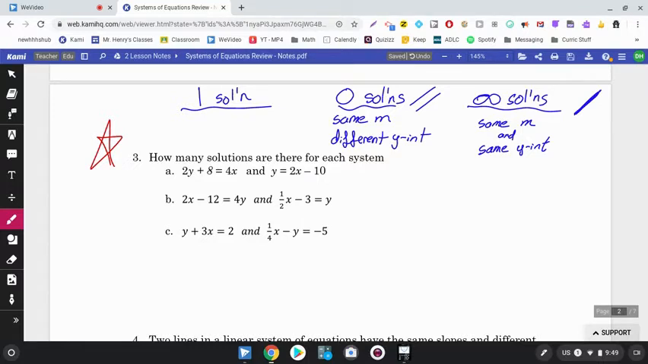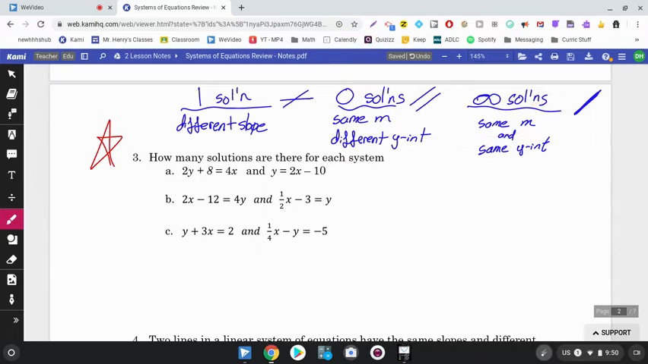One solution, this is when my lines cross, and it can happen anywhere. The only thing you need to have one solution is a different slope. That's the only thing. So as soon as I have a different slope, I know it's one solution. If my slopes are the same, then it has to be zero or infinite solutions.